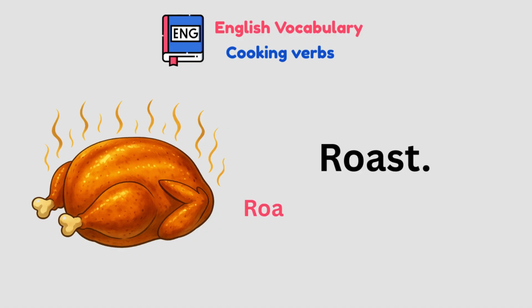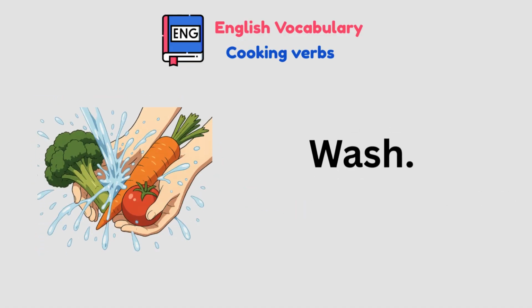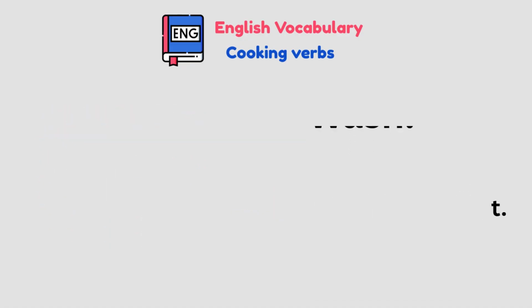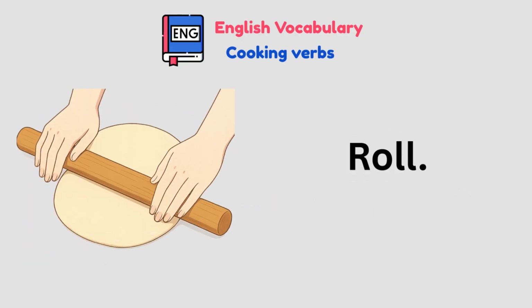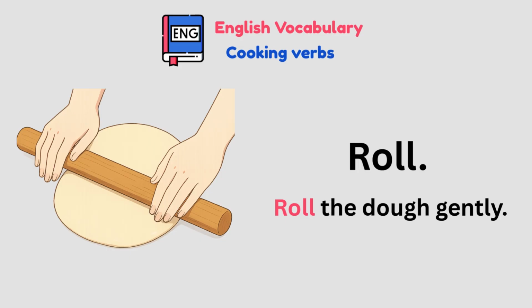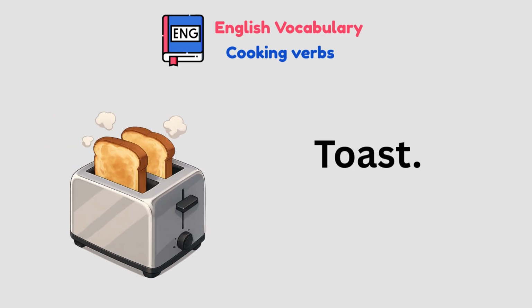Roast. Roast the chicken evenly. Wash. Wash the vegetables first. Roll. Roll the dough gently. Toast. Toast the bread lightly.